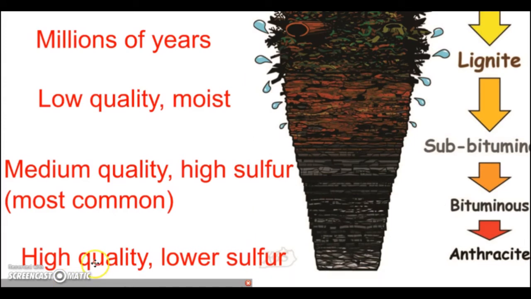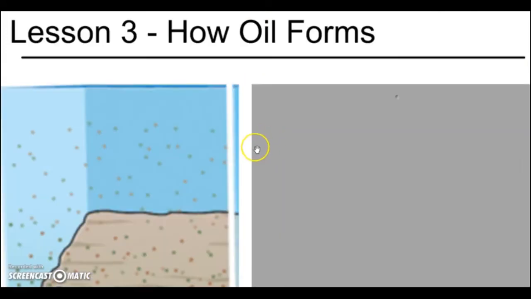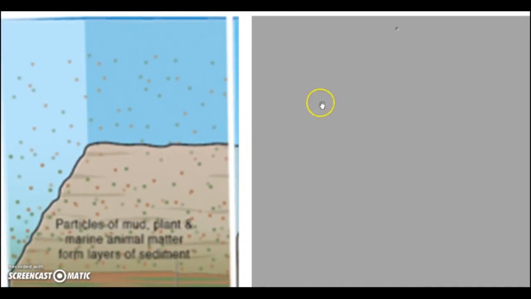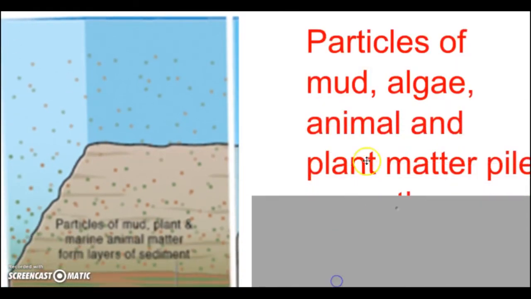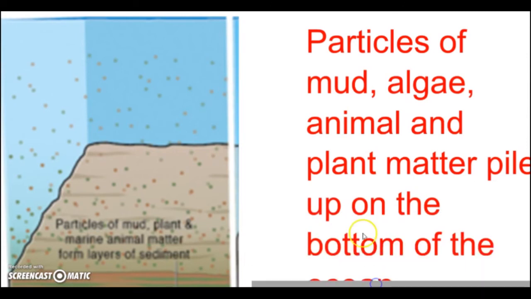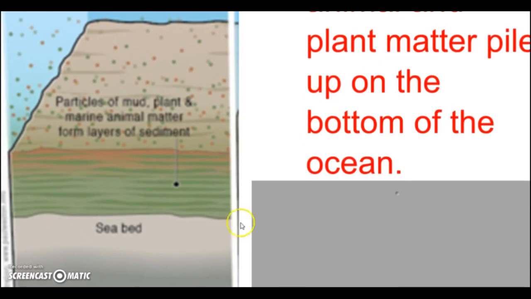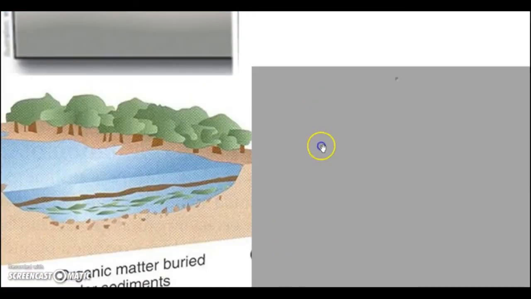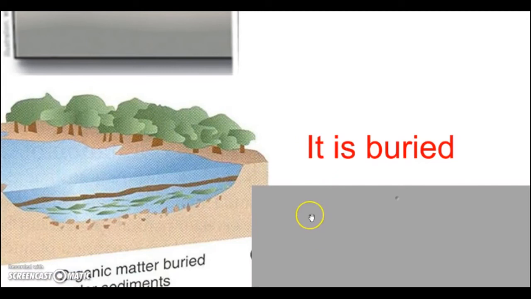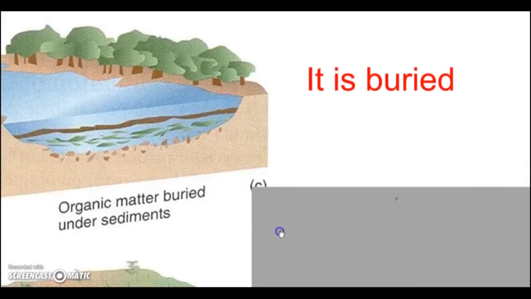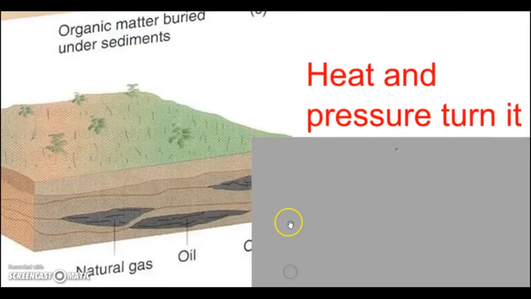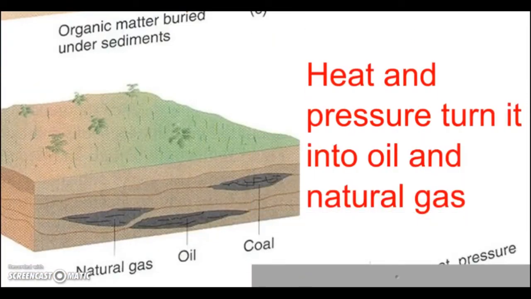So we're going to move on to oil now. Oil is kind of the underwater version of the same thing. What you end up with is particles of mud, algae, animal, and plant matter all pile up in the bottom of the ocean. Okay? And they pile up deeper and deeper. They kind of form their own layer of sediment. Well, they pile up, and it is buried, obviously, so maybe some sand starts piling up on top of all that. Heat and pressure turn it into oil and natural gas.